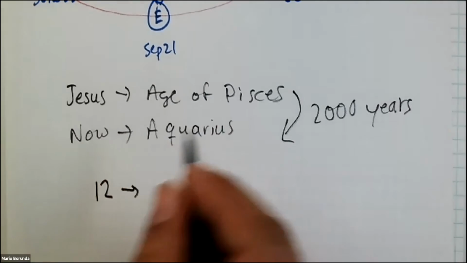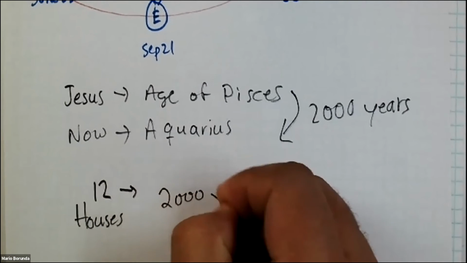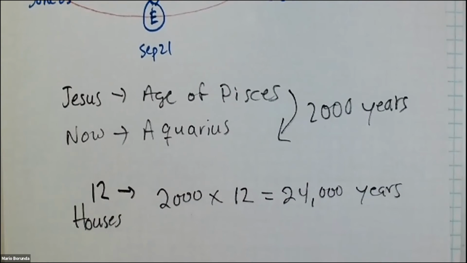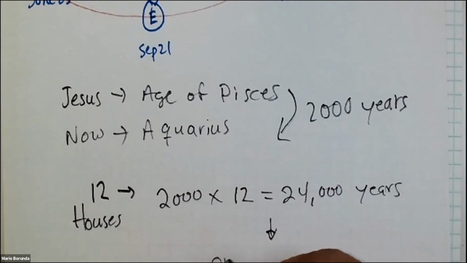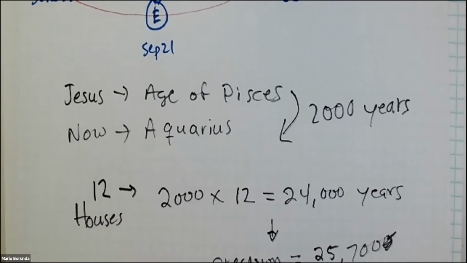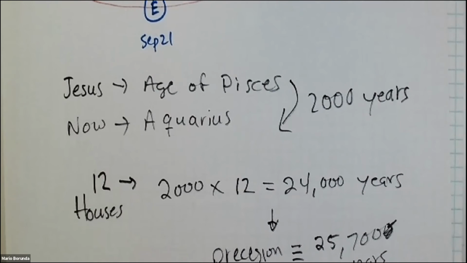So if we want to go through 12 houses, that would mean that we have to do 2000 times 12, which is 24,000 years. It's actually, so if you think about it like this, the precession is actually given by 25,700 years. So if you look at the astrologers, how much the sky has moved, if you wanted to go backwards the whole time, that would give us the precession that we're looking at. And the reality is that this 24,000 is for the zodiac, 25,700 years would be the real precession.